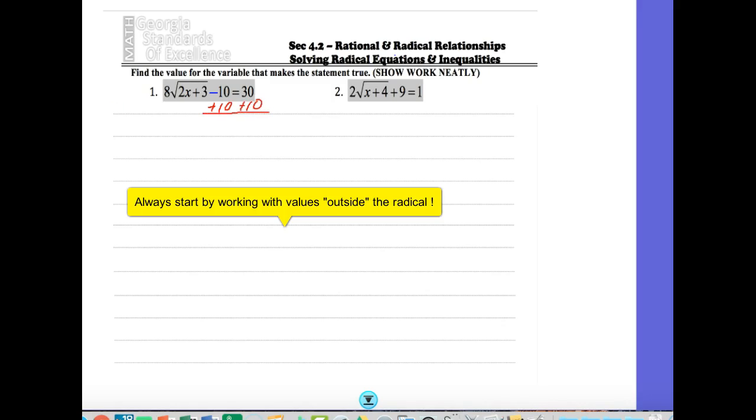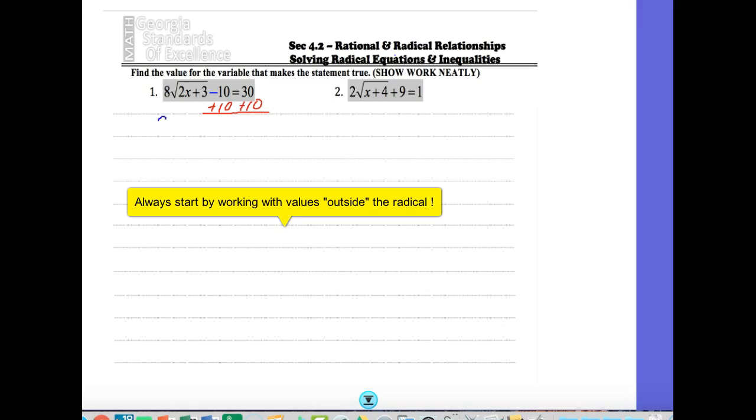Okay, so let's look at these first two. We have 8 times the square root of 2x plus 3 minus 10 equals 30. The goal is to get x alone, but we've got something multiplied. The x is under a square root. We've got this 10 over here, so we've got to chip away to get to that x underneath the radical. We're going to start by adding 10 to both sides.